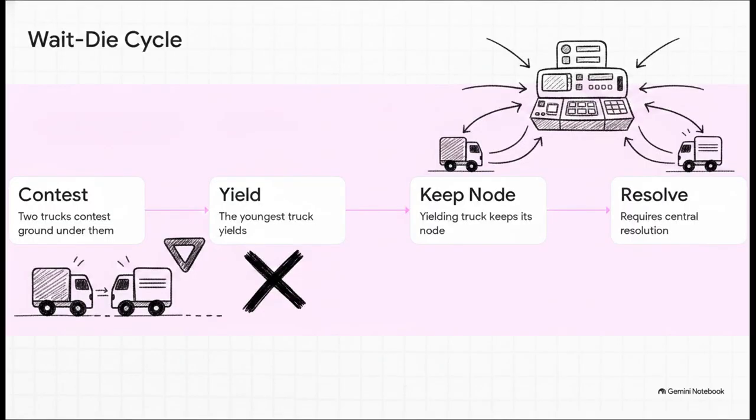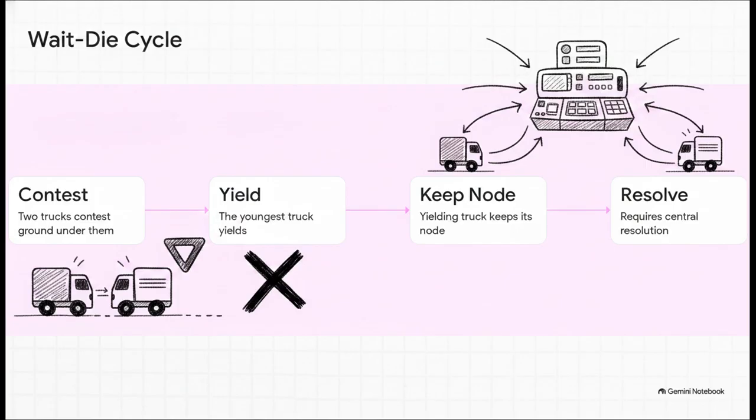So how does a weight die sequence actually fix this? Let's say two trucks contest the ground, and the rule dictates the youngest truck has to yield. Here's the catch, and it's a bit like two stubborn people refusing to back up in a narrow grocery store aisle. The yielding vehicle cannot magically free the floor underneath itself. VDA 5050 strictly does not let a release node be taken back. The yielding truck keeps the node it stands on.